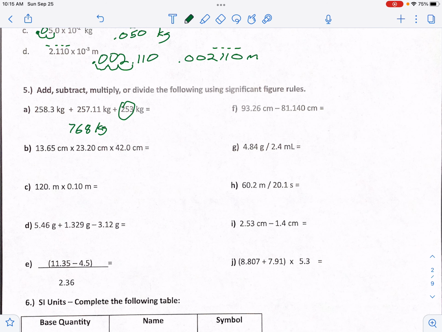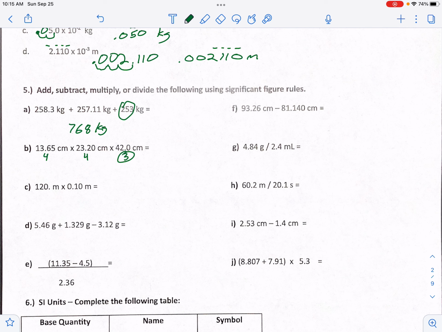Now I've got multiplying and dividing. Multiplying and dividing is usually a little easier: you just count the least amount of sig figs. So if I look at 13.65, that would be 4 sig figs. 23.20 would be 4 sig figs. 42.0 is 3 sig figs. So you're only as good as your weakest link, which means my answer can only have 3.